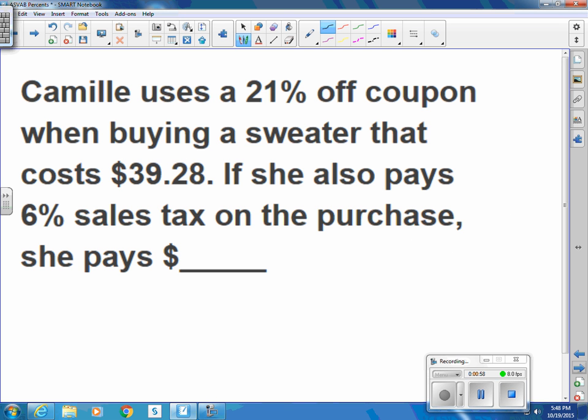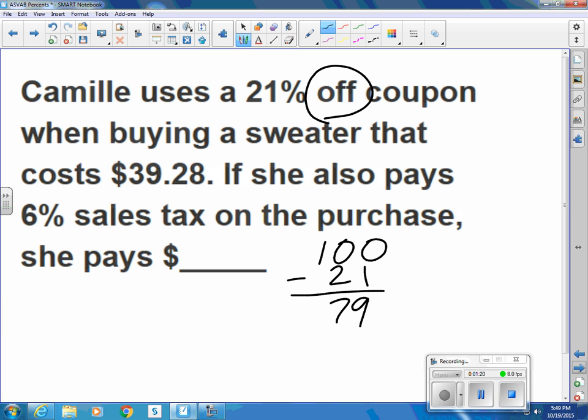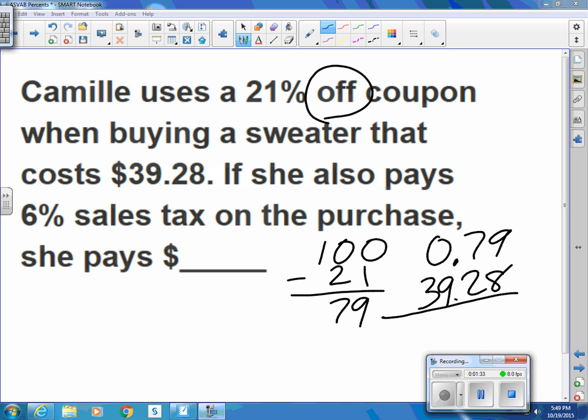Camille uses a 21% off coupon when buying a sweater that costs $39.28. If she also pays 6% sales tax on the purchase, she pays how much? Well, 21%. Let's take our 100%. Let's subtract our 21%. And that gives us 79% is what she has to pay because she gets 21% off. So if I say 0.79 times the 39.28, that will tell me what she actually has to pay. Well, the calculator says $31.03.